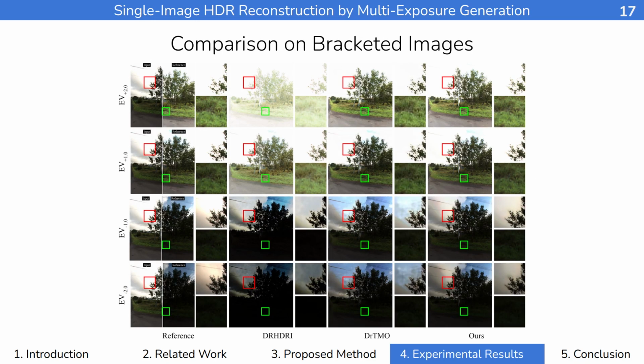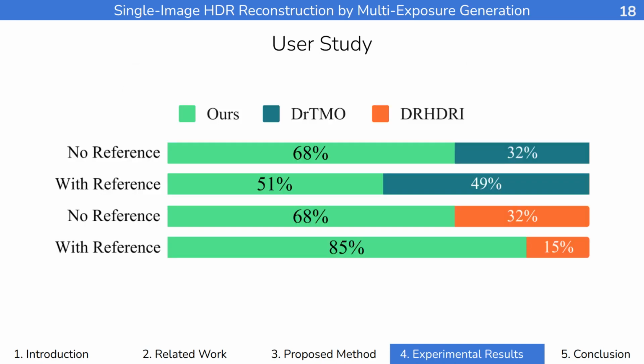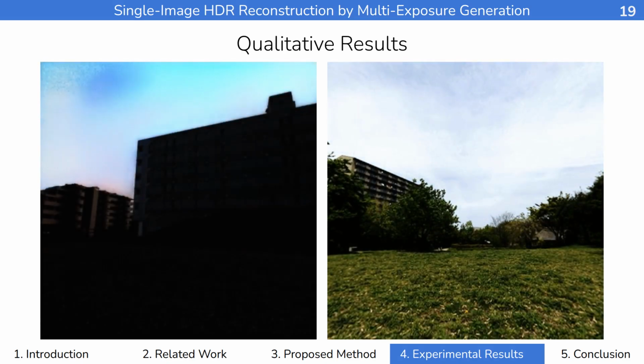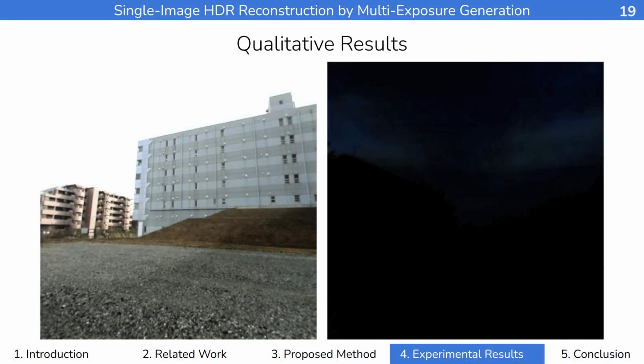We also make a qualitative comparison on the bracketed images generated by our model versus the others. The overall structure of images is well reconstructed and perceptually similar to the reference images for our method. A user study is conducted to evaluate human preference on the qualitative results, and we are preferred in both tests by approximately 70% of the users. Our method can also generate arbitrary exposure values that are not in the training set.